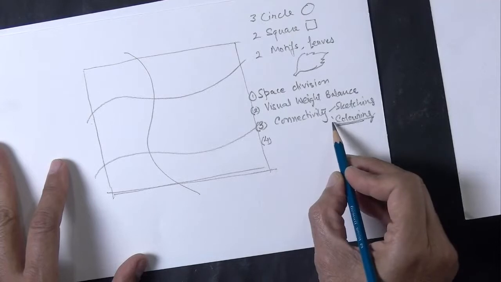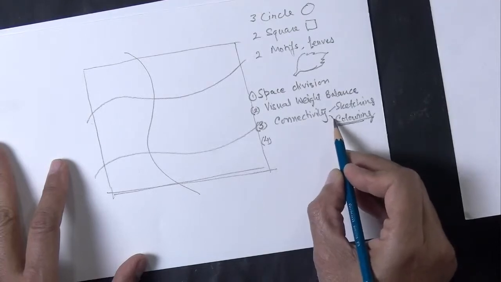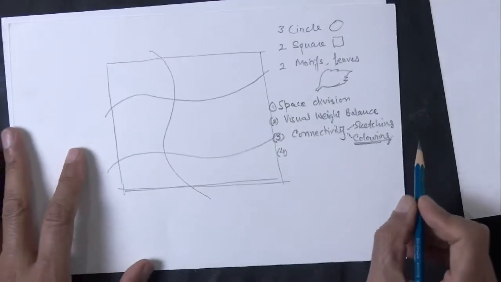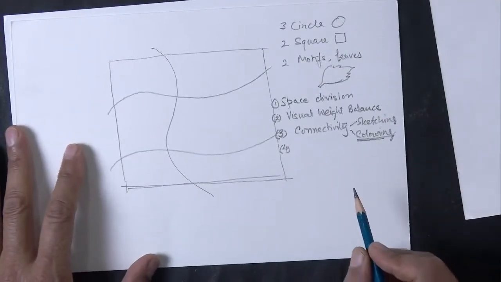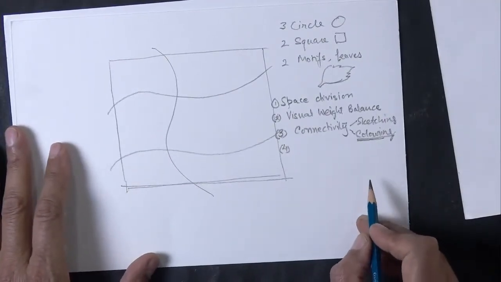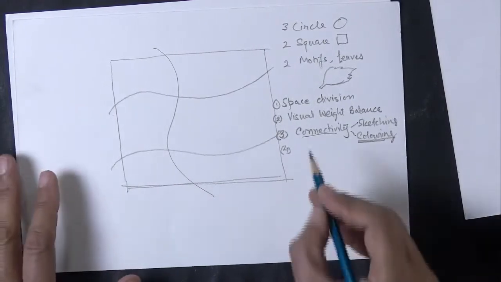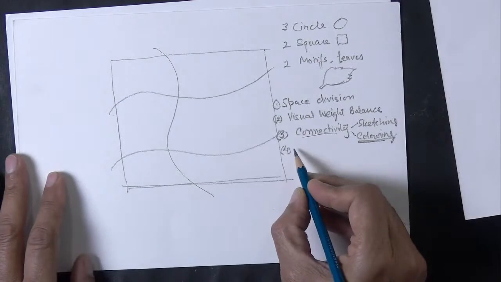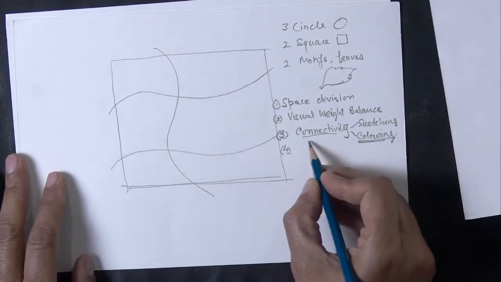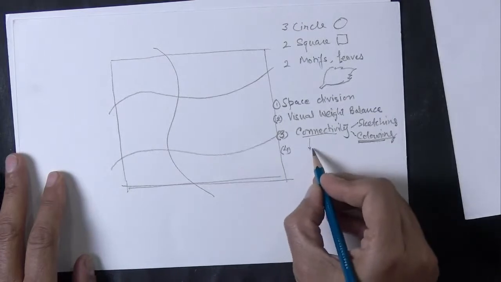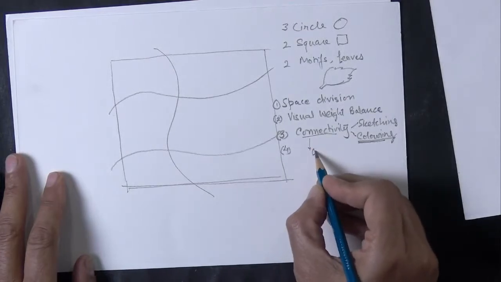Now this is an uncommon thing I am telling you. Very few students know about how to bring about color connectivity. With that, of course, in the connectivity only, we should be talking about overlapping.